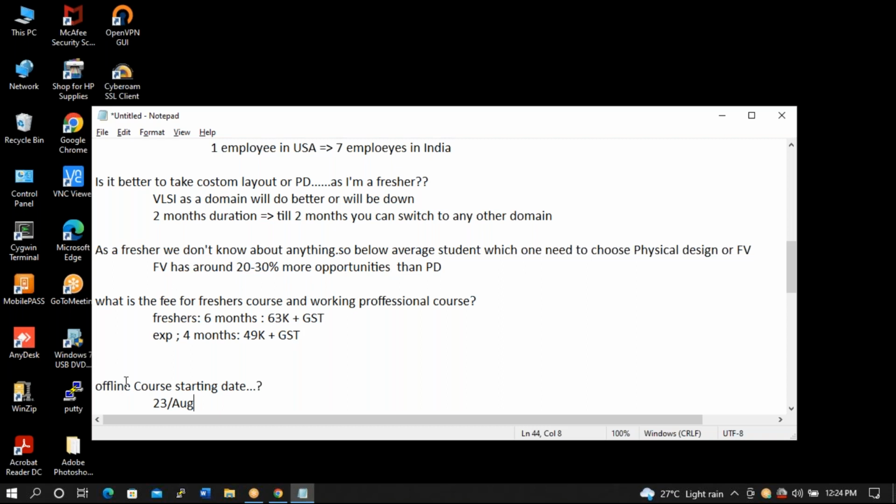Both offline and online courses start on exactly the same date, same time, and the schedule is exactly the same. Whatever I am doing offline, the same session is being listened to by the online students also. There is no difference in the schedule. Everything is same. Even the placement support will be same. Even the tool support, everything will be same. Then you may say, I am an online student. How will you support me with the tool? How will you support me with the project?